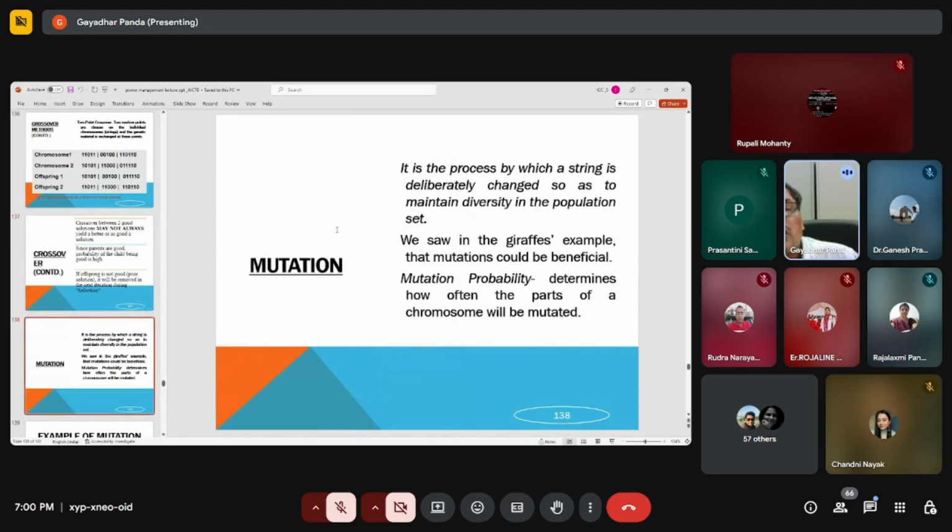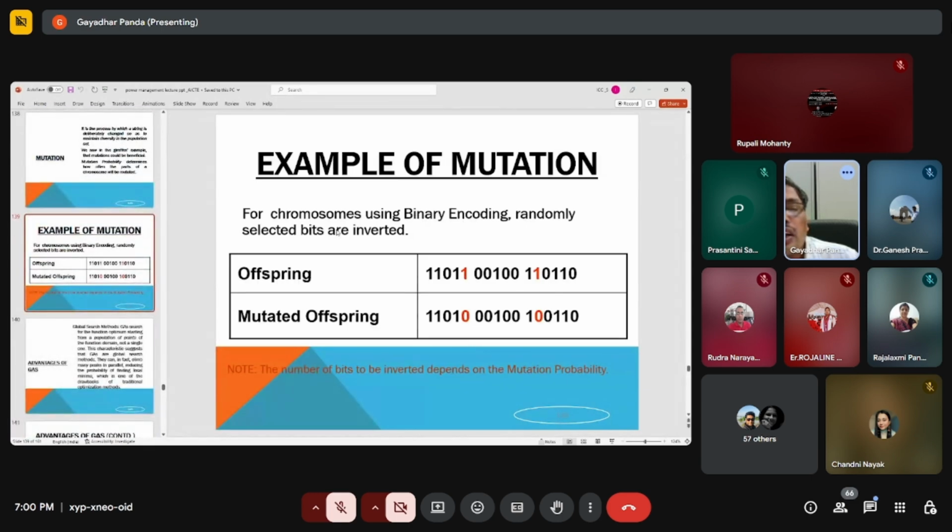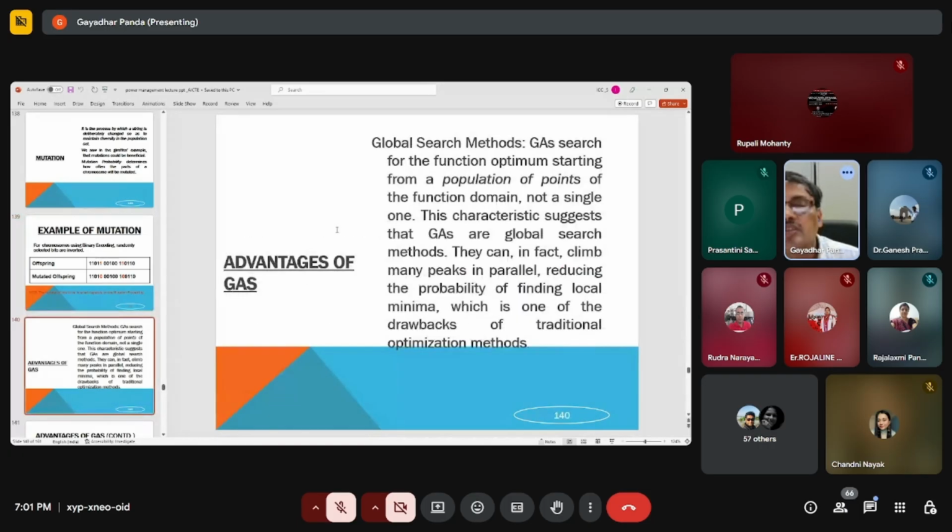This is the crossover. And again another parameter is the mutation. It is the process by which a string is deliberately changed so as to maintain the diversity in the population set. And this is the offspring. You can take the offspring and accordingly you can change depending on the probabilistic. You can change that at two places or more than two places. Accordingly, the computational burden also will increase.